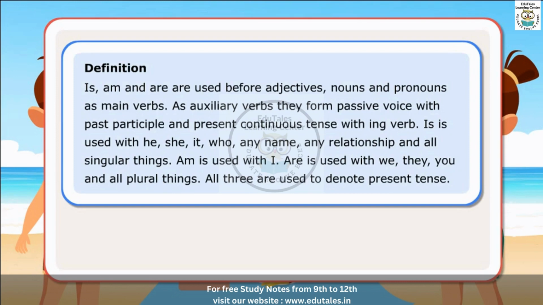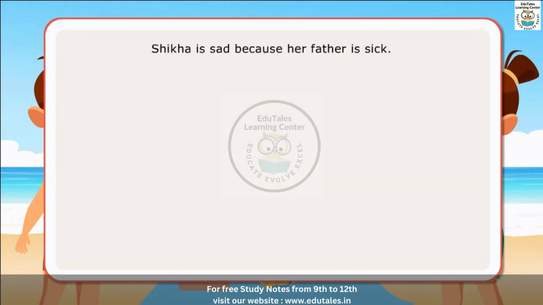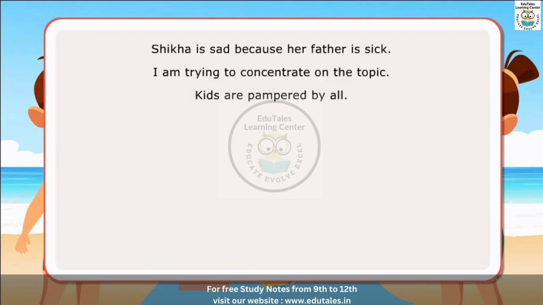Let us look at a few sentences. Shikha is sad because her father is sick. I'm trying to concentrate on the topic. Kids are pampered by all. They are enjoying the party.